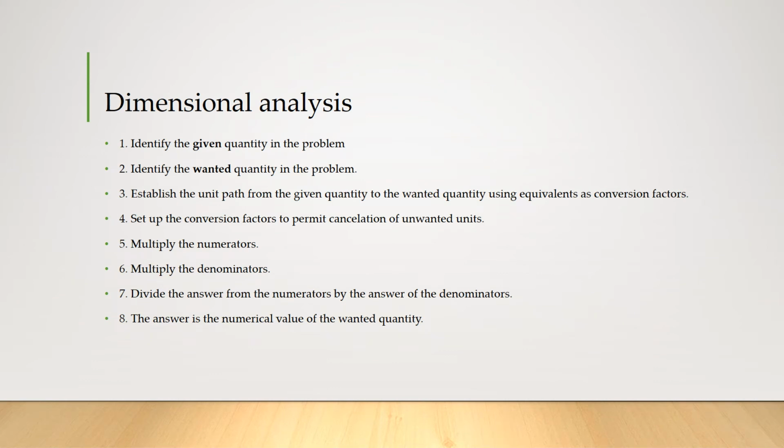Dimensional analysis is a method that will help you. It's a formula to help you identify the correct answer and what you're looking for. So the first step is to find and identify the given quantity in the problem. And so that would be like the doctor orders a medication, 200 milligrams of that medication. And then we need to identify the wanted quantity in the problem. So if there's 200 milligrams, how many grams are we going to give?